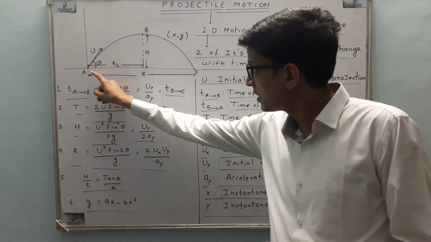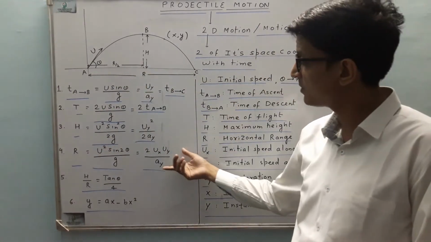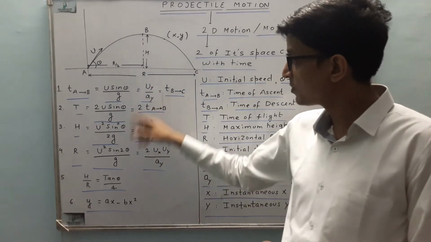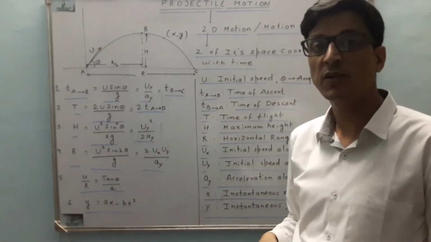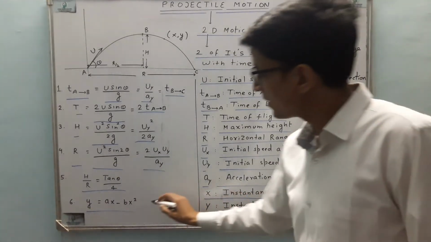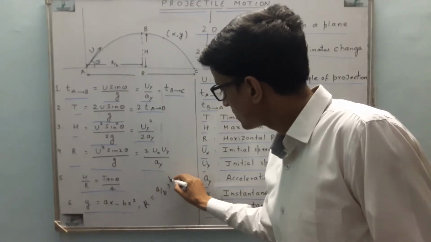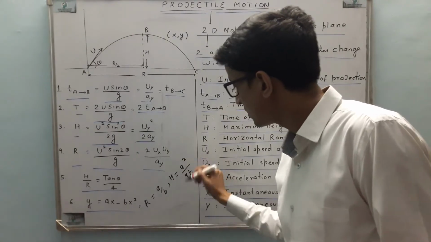Then we have the horizontal range, the distance AC. It is u square sin 2 theta by g, which can be written in another way as twice ux uy by g. The ratio of H by R is tan theta by 4, and the relation between y and x is y is equal to ax minus bx square. Here range is a upon b, and the maximum height is a square by 4. You can verify these by putting in the values.